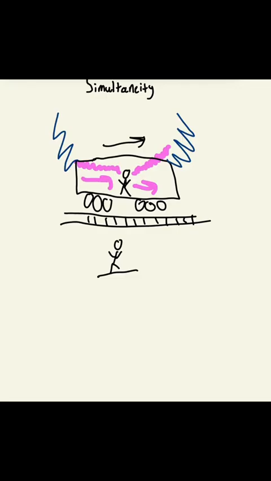So, to summarise, simultaneity is relative. Events that occur at the same time in one frame of reference do not necessarily occur at the same time in another. It depends on the observer's motion. This person saw it as simultaneous, this person did not. Hopefully that makes a bit of sense.